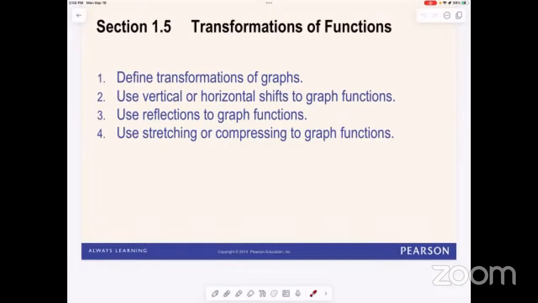So a few objectives here. 1, we'd like to define transformations of graphs. 2, use vertical or horizontal shifts to graph functions. 3, use reflections to graph functions. 4, use stretching or compressing to graph functions.